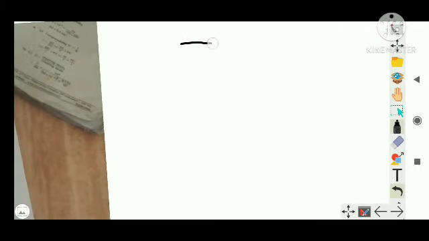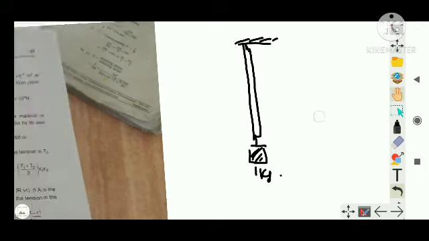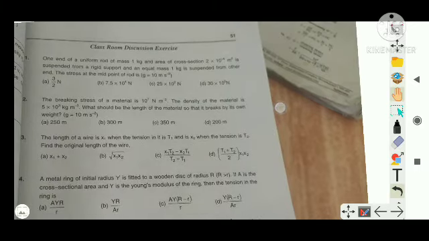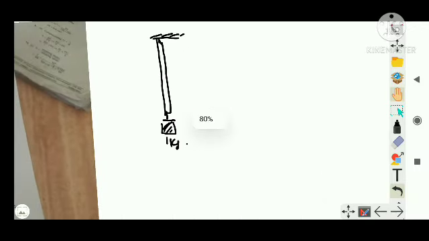That means you are having a rigid support and there is a rod like this, right? And at this end of the rod another weight is kept, which is of 1 kilogram. This rod is also 1 kilogram, right? Its area of cross section is 2 into 10 to the power minus 4 meters squared, right? So at this midpoint, how much is the stress, right?